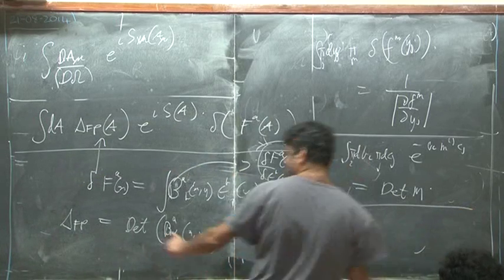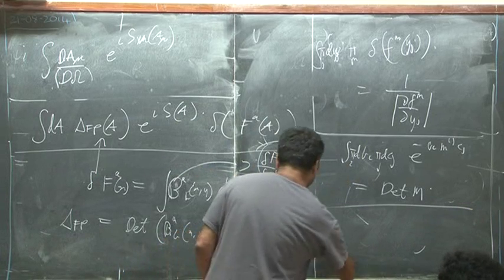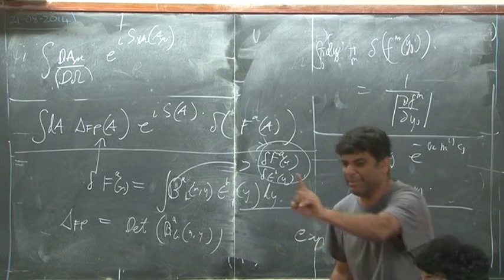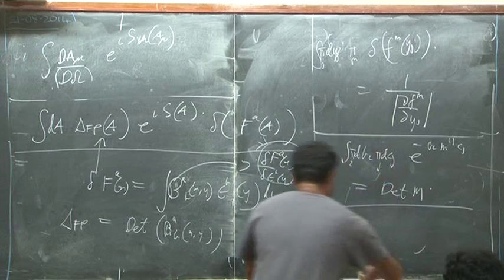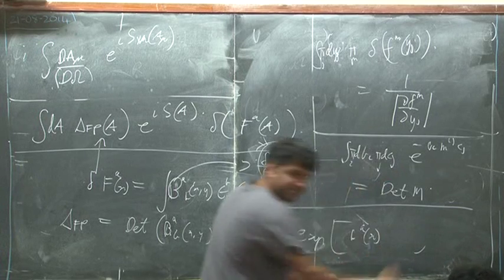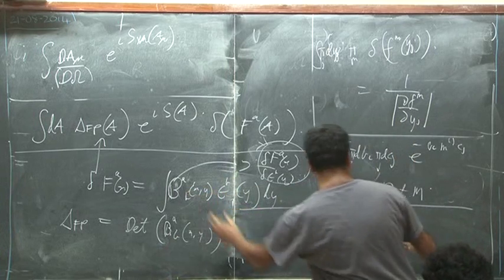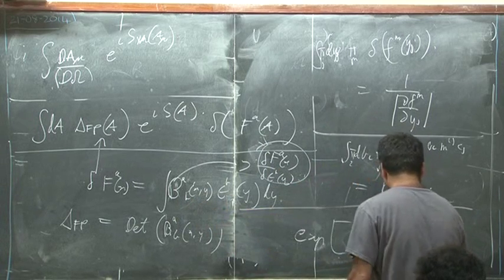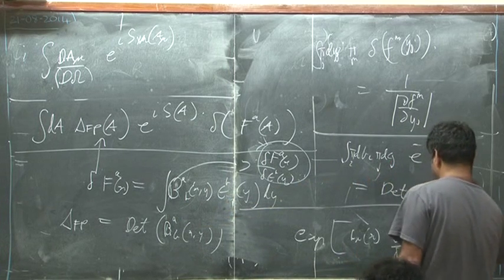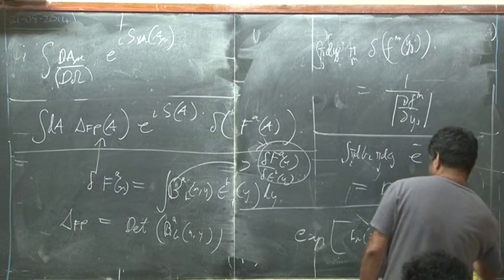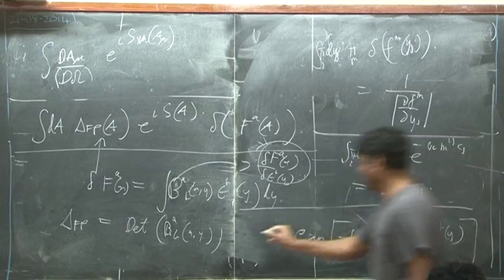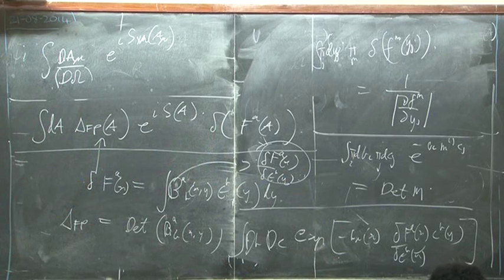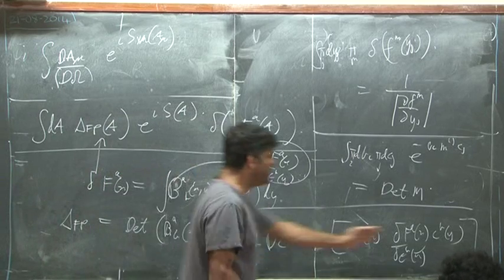And so, the formula of this determinant can be rewritten as the exponential of the integral of B_A of x, delta F_A by delta epsilon_B of x, y, C_B of y, path integral DB DC. Okay. So we've got a beautiful path integral representation for this determinant.